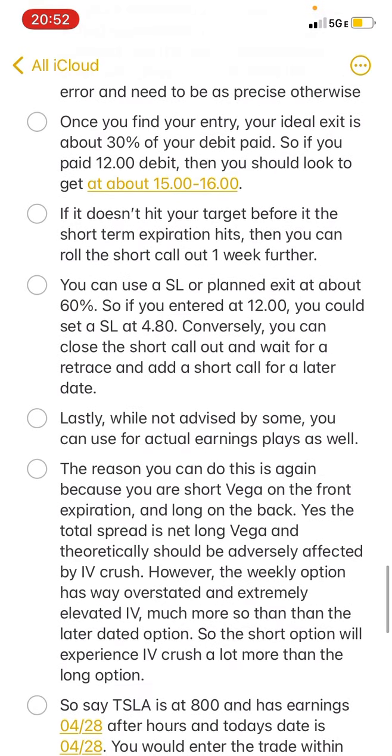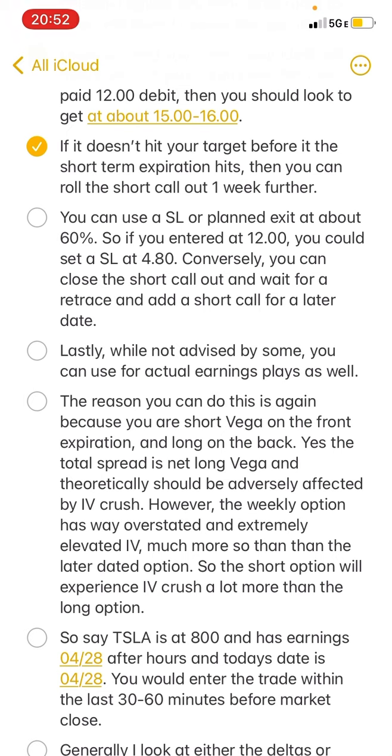So once you find your entry, right, your ideal exit, like I said above, is about 30% of your debit paid, okay? So if you paid $1,200, a 12.00 debit, then you should be looking to get out at about 15 to 16.00, right? So once you get in, set your good till cancel order. If it hits while you're not looking, perfect, right? If it doesn't hit your target before the short-term expiration hits, then you can roll the short call out 1 week further, okay?